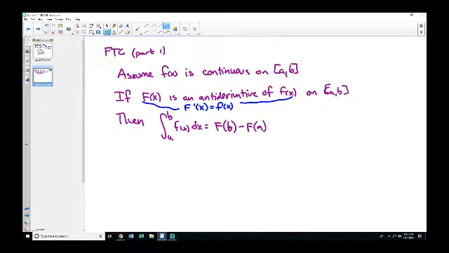Okay, we have to have a continuous function to be able to analyze the integral. Okay. Questions?